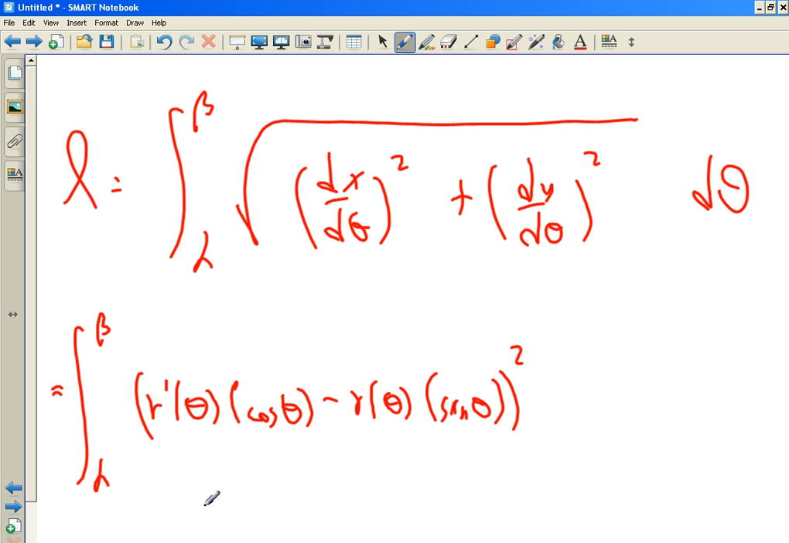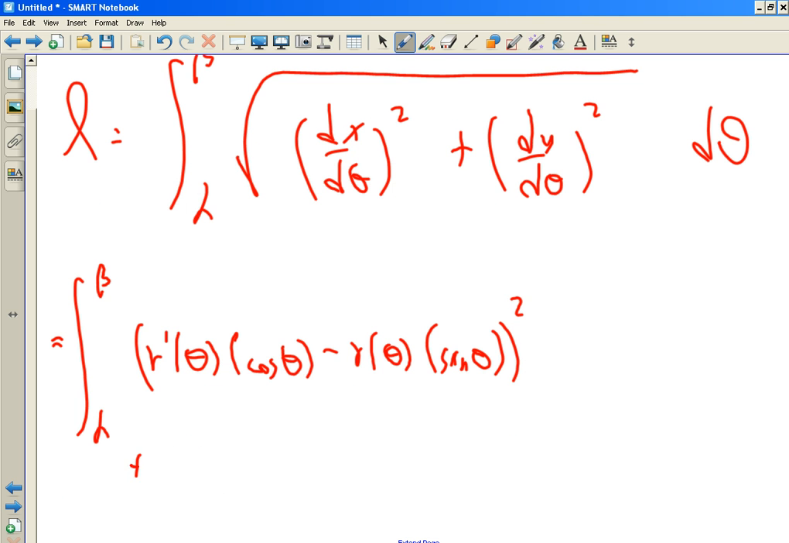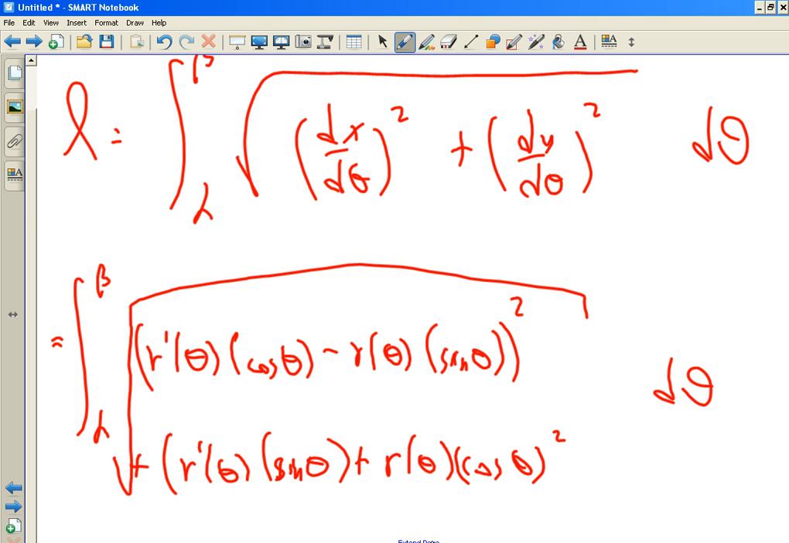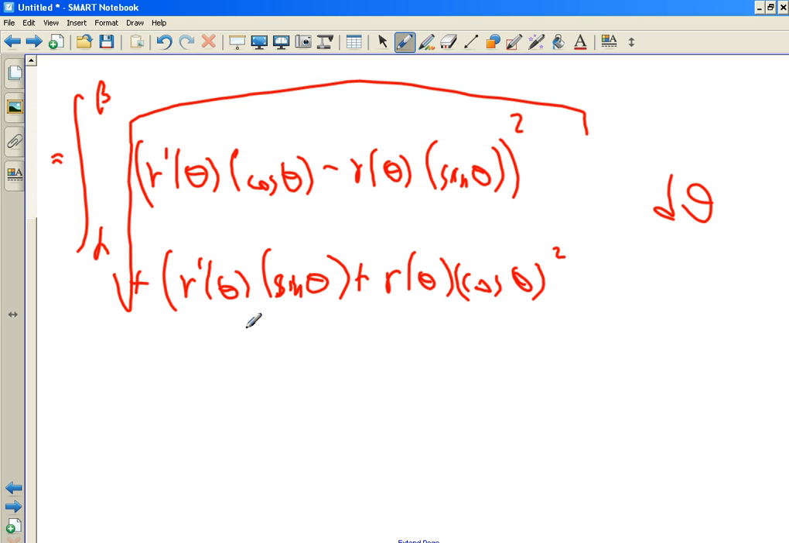Now, I'm running out of room, so plus stuff. All right, here's dy d theta squared. It was r prime of theta sine of theta plus r of theta cosine of theta squared. Believe it or not, this simplifies nice. And we're going to square root this whole humongous mess, d theta. And this is not really kosher from notation, but you get what I mean. This is all one line inside the radical. It doesn't fit, okay?